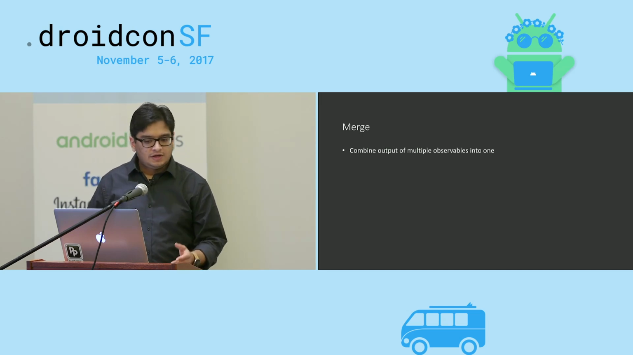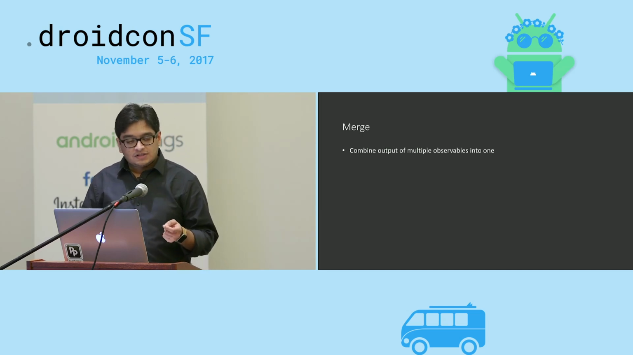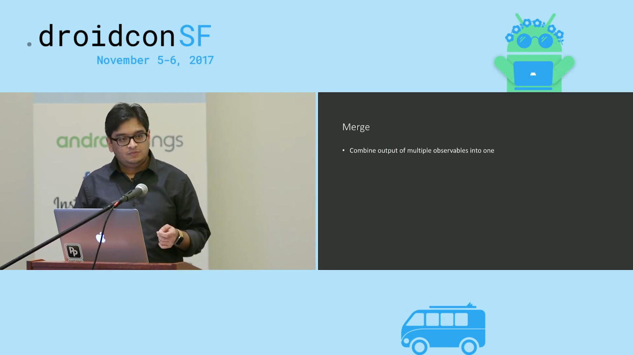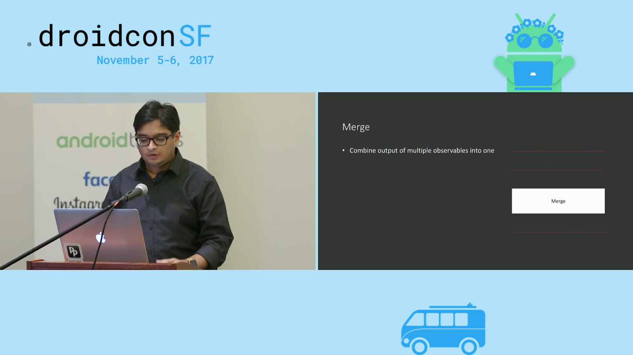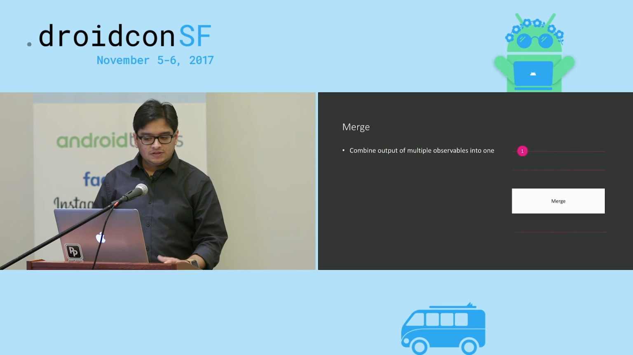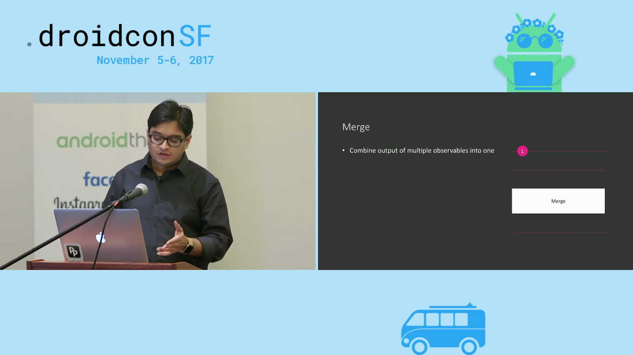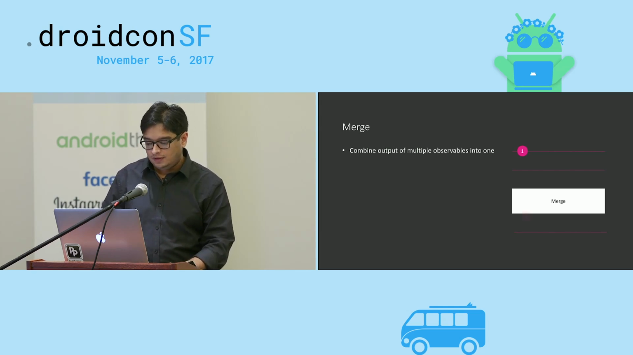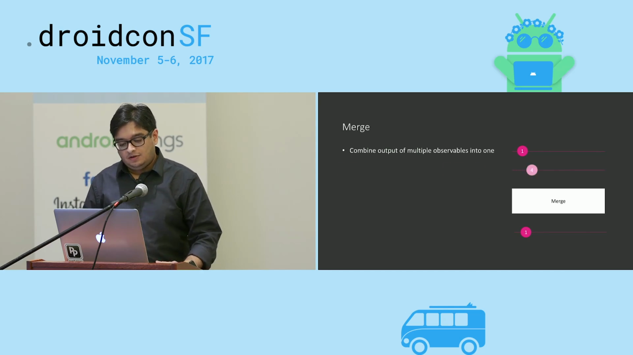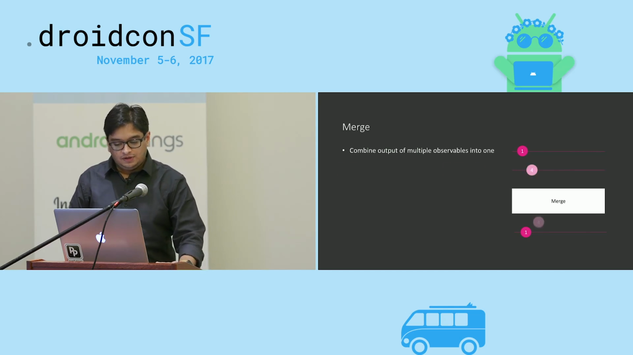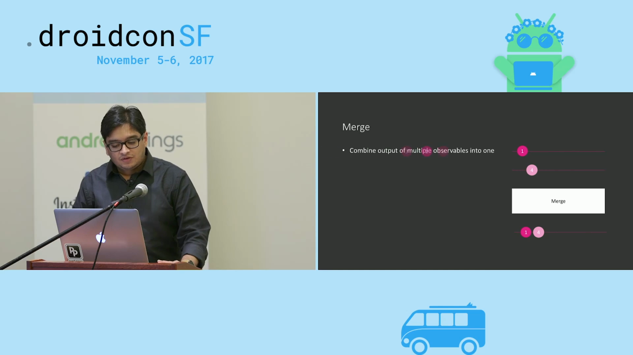It's a merge operator. As the name goes, it combines output of multiple different observable streams. So this is a marble diagram. 2 rows up top are your sources. Say the first source emitted an item 1. Your merge operator is just going to give that item as an output. Source 2 emits an item 4. It's going to put that out. And that's how it works.